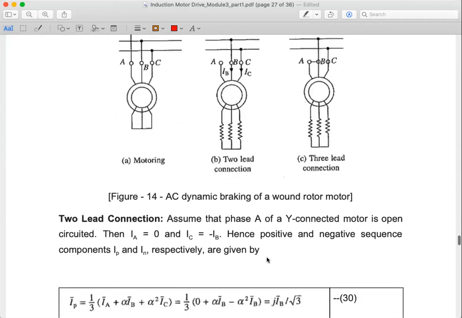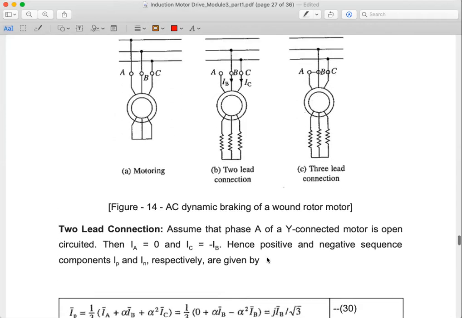Now let's discuss the two lead connection. When I talk about the two lead connection, because this A phase is not connected anywhere, current IA is equal to 0, and current IB is equal to minus IC, because I have only two currents present here, IB and IC. I know that IA plus IB plus IC is equal to 0. Because IA is 0, IB is equal to minus IC, or IC is equal to minus IB.